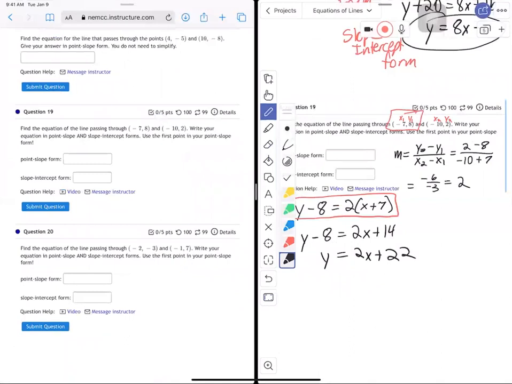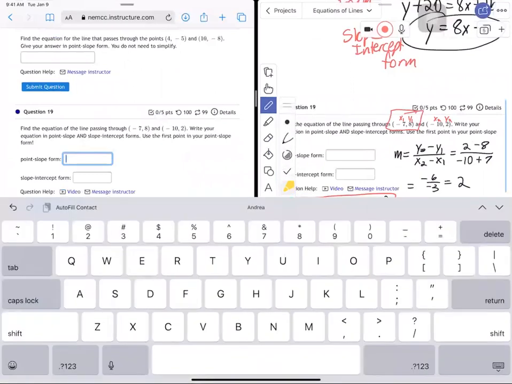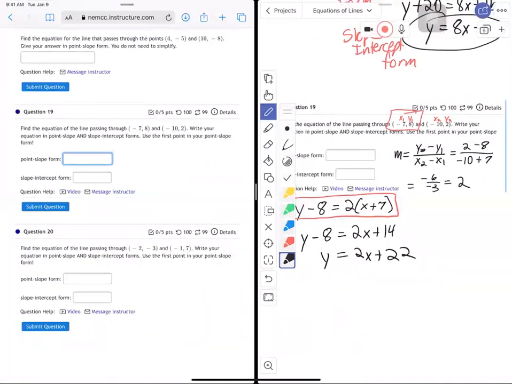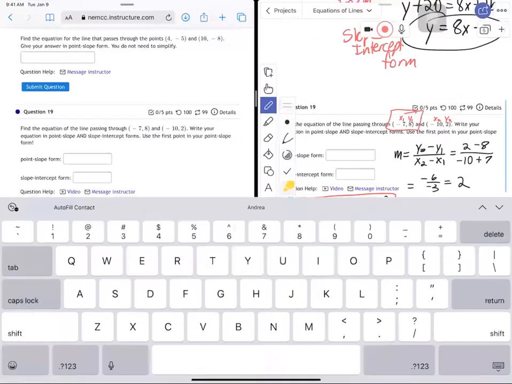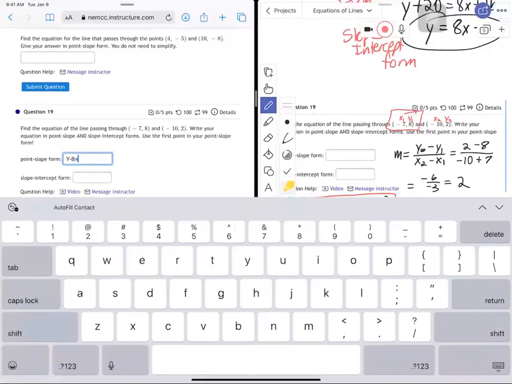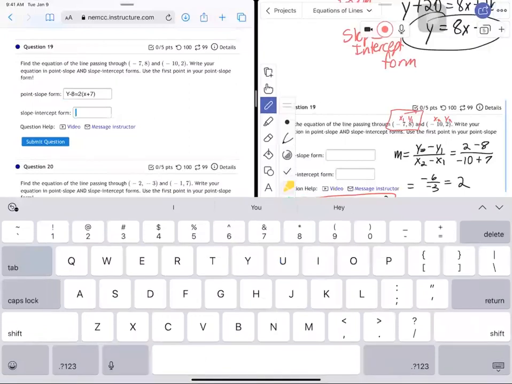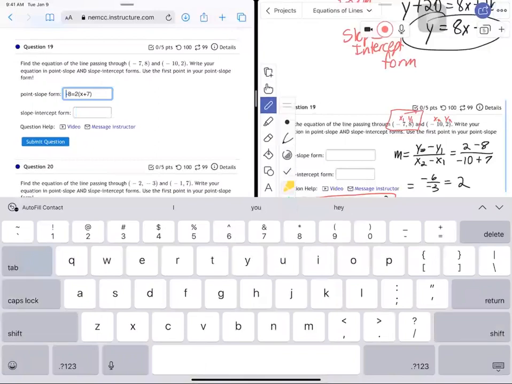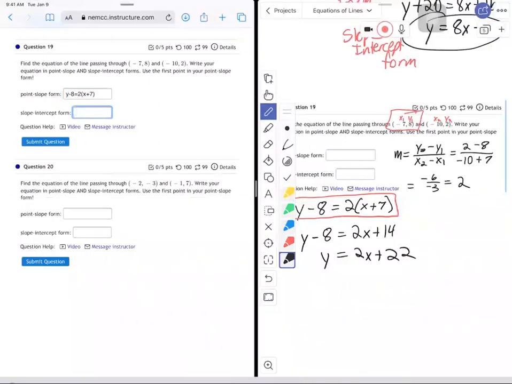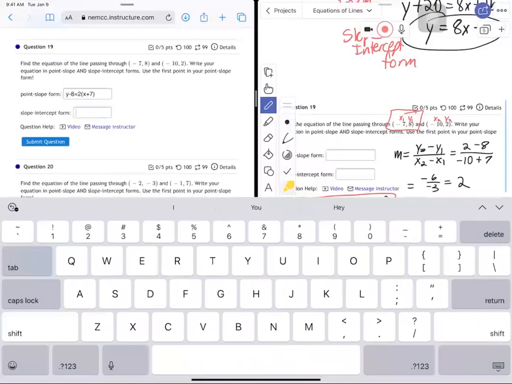Okay. Let's plug those in just to make sure that I hadn't made any mistakes on those two. All right, so y minus 8 equals 2 times x plus 7. That looks really weird over there, but maybe it'll be okay. Our little box didn't pop up, so I may have to make sure that y is lowercase. I'm on my iPad, and so I've got that weird caps lock thing going on. There we go. And for slope intercept form, it was y equals 2x plus 22.